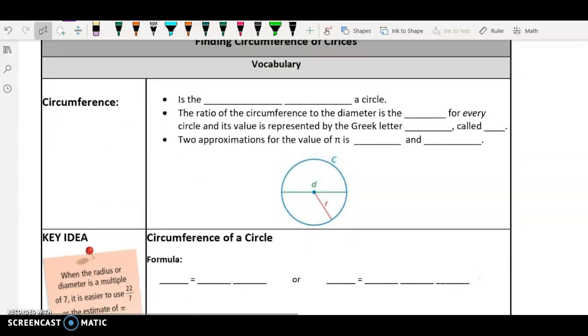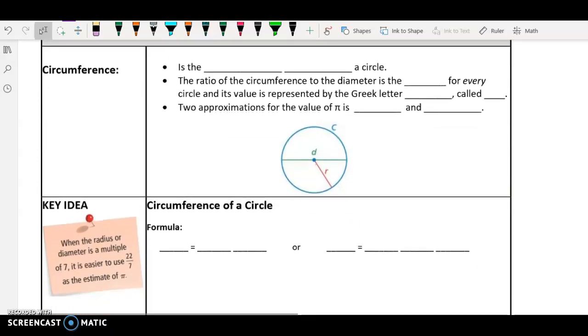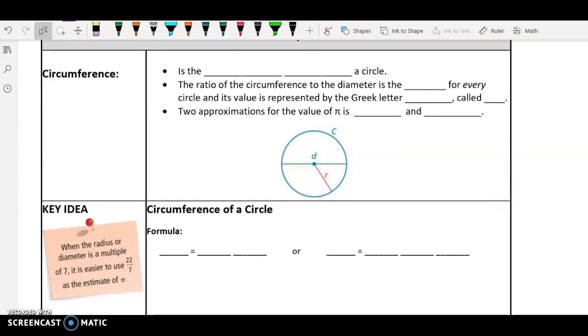All right, so now we have to go into circumference. So this is part of our learning goal today. So our learning goal is that I can find the circumference. And so to do this, we need to understand what the circumference is talking about. So the circumference is the distance around a circle.